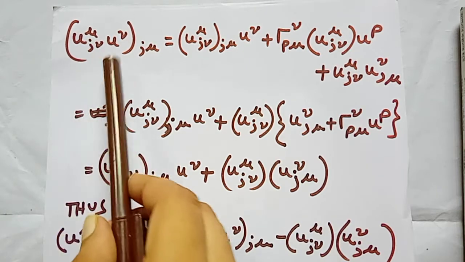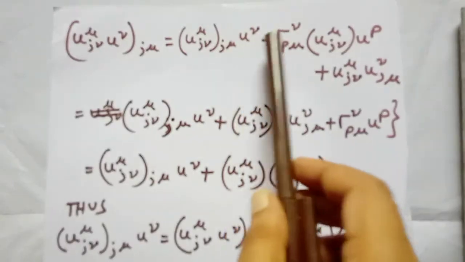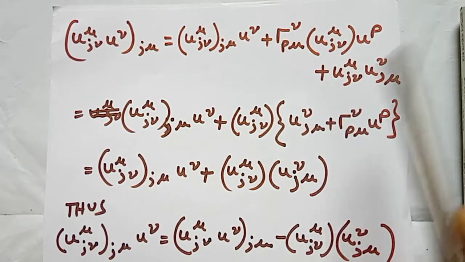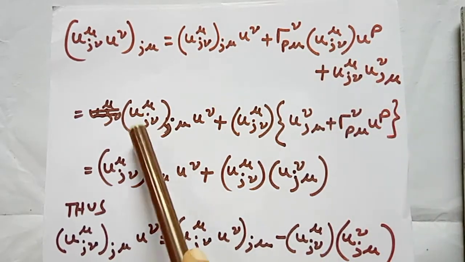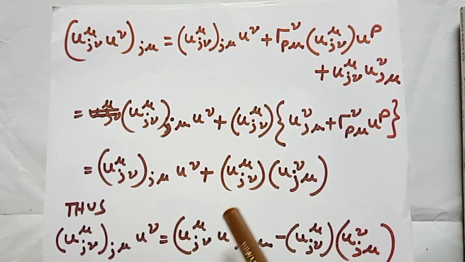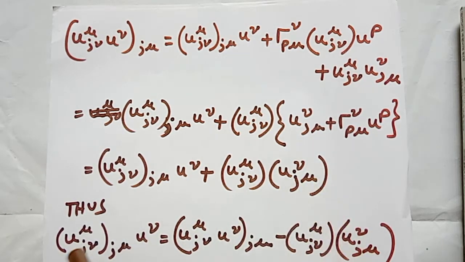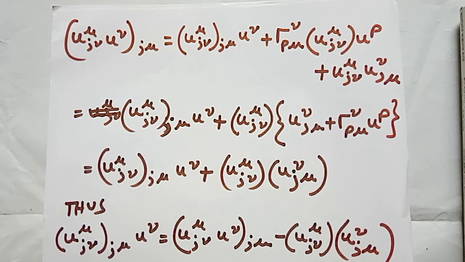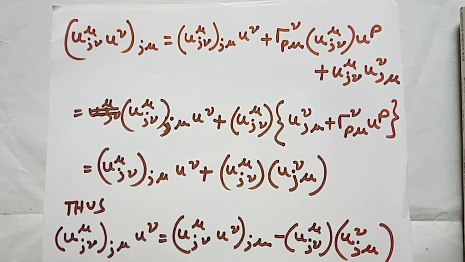Thus we have u_{μ;ν} u^ν ... So we have now this is the θ_{μν} equal to ... minus R_{λν} u^λ u^ν.